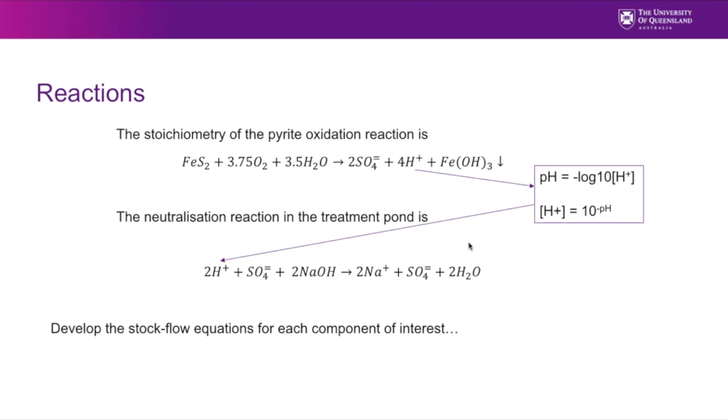But how are we going to define whether we need to neutralize the acid mine drainage, the liquid that is in the pond? We need to estimate the pH in the stream. We all know that pH 7 is considered neutral, and a pH below 7 is considered acid. So we're going to develop the stock and flow equations for each component of interest. Now you can start guessing which are the main components that we're going to care about in this problem.